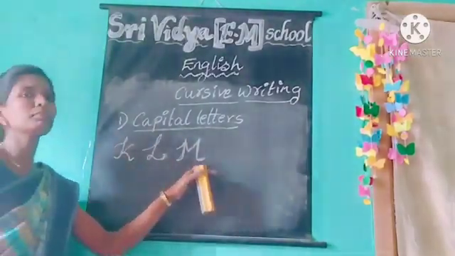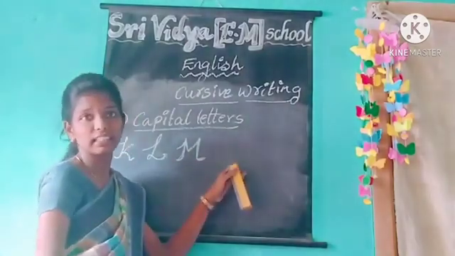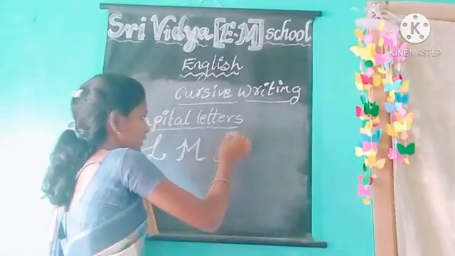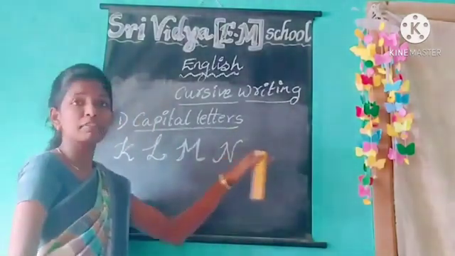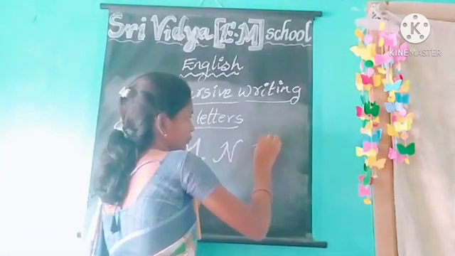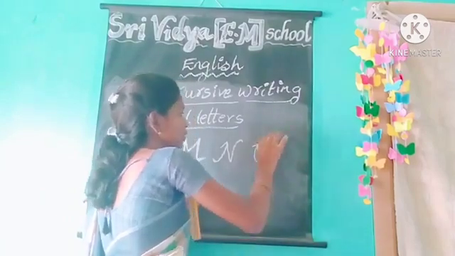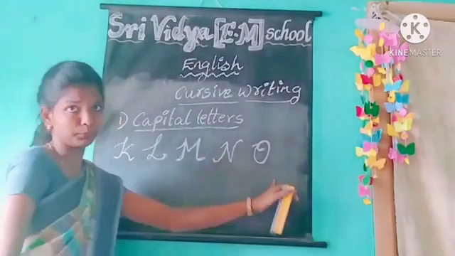Okay. Then the next letter is N. M తర్వాత the next letter ఇది N. So the next letter is N. After N, the next letter is O. What is the next letter? Is O. Again, L, M, N, O.